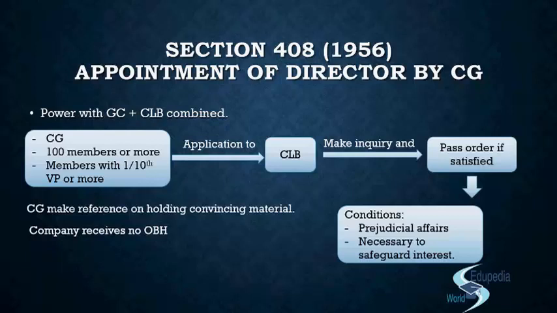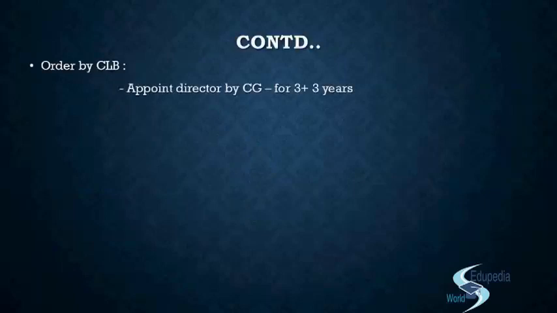So on the completion of the inquiry, if it is satisfied and we know the conditions are present, the company law board may pass the order. Now what are the orders that it can pass? The orders can basically be of two types. One is to appoint a director by the central government. So CLB may forward the order to the central government to appoint a director into the board of the company, for any of the conditions that we have seen, the preconditions that have to be there.